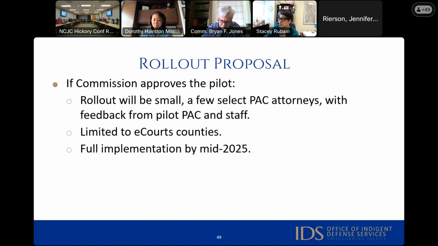This is our proposed rollout. If the commission votes today to authorize this pilot, we intend a small rollout limited to 10 to 15 select attorneys. They will test and improve the system and give us feedback so that we can make it the best it can be. The system will roll out along with e-courts since they work in tandem. Without the ability to do that audit of the FIAPs in e-courts, this system can't function. So it's going to mirror and go with the e-courts rollouts. So our full implementation goal, if approved by the commission, would be mid-2025.